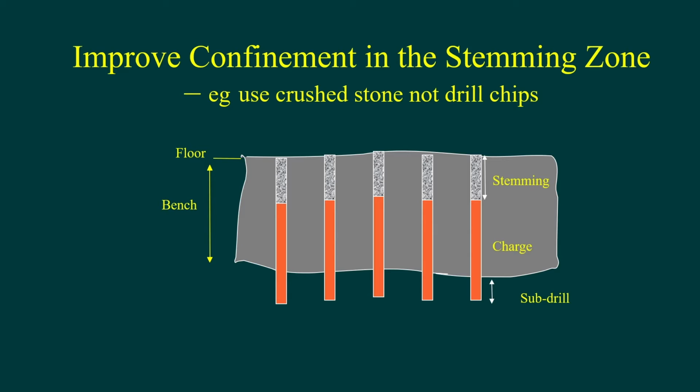In some cases, mines will use what's called drill chips, and they are not good stemming material. What one is looking for is a material which interlocks in this stemming zone region and prevents the explosive gases from venting out the top. And crushed stone is a far more appropriate stemming material than drill chips. And there are certain rules of thumb with regard to crushed stone type and crushed stone size with respect to the hole diameter. There are also stemming caps that can be inserted into the top of the drill holes that also help keep those gases inside the volume of material that we're trying to break, and therefore improving fragmentation.